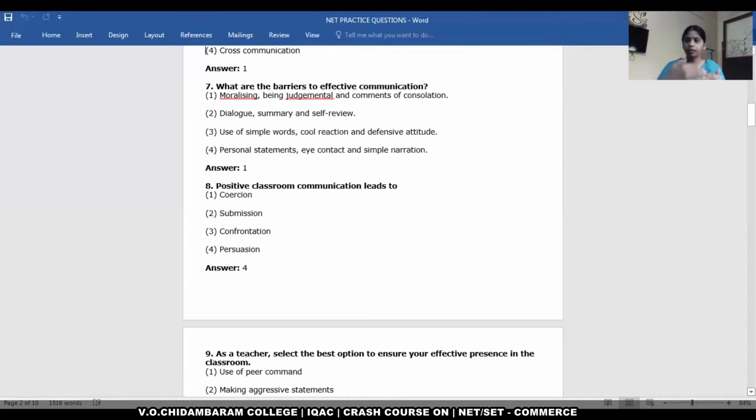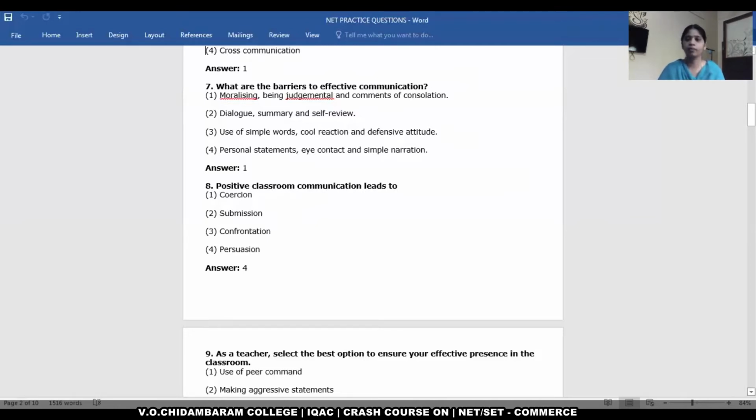Now I'll give out the meaning of all the options and then I'll go for the right option. Then dialect, summary, and self-review. So when we communicate, we exchange dialect, summary, and self-review. Use of simple words, cool reaction, and defensive attitude. Using simple words, cool reaction, very clear, right? Then personal statements, eye contact, and simple narration. So now we have these options. Now tell me, which is the thing that will be a barrier to effective communication? Of course, it is very transparent. The first option is right.